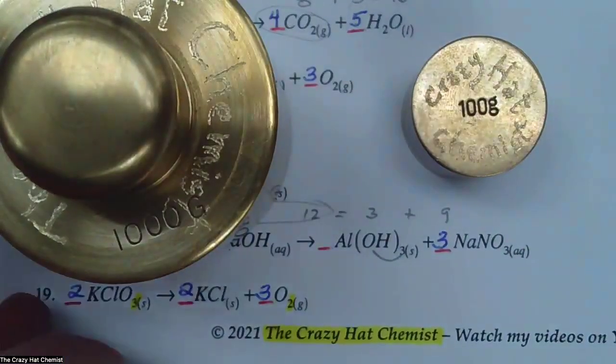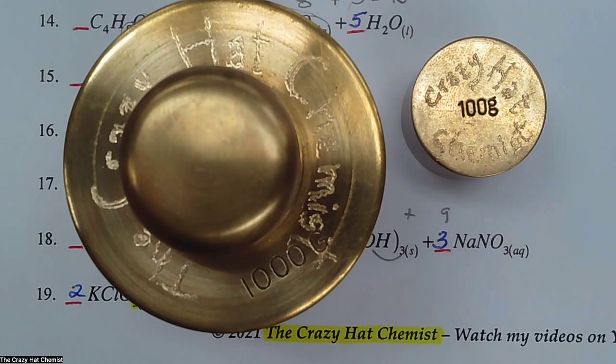You're watching The Crazy Hat Chemist. That's right. And oh, yeah, check out that weight. 1,000 grams right there. That's 1,000 grams. That's 1 kilogram. It's 1 kilogram of The Crazy Hat Chemist.